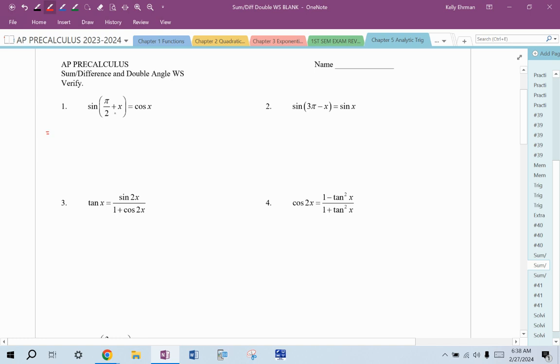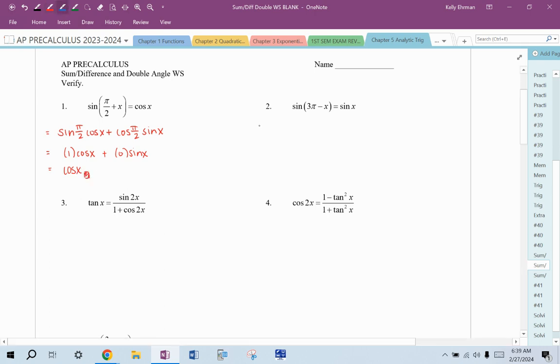So sine of pi over 2 plus x is sine of the first angle, cosine of the second angle, plus cosine of the first angle, sine of the second angle. And then thanks to our unit circle trig, we know that the sine of pi over 2 is 1 times cosine x, and we know that the cosine of pi over 2 is 0 times the sine of x. And that's the proof, because 0 gets rid of that term. 1 times cosine is cosine x.